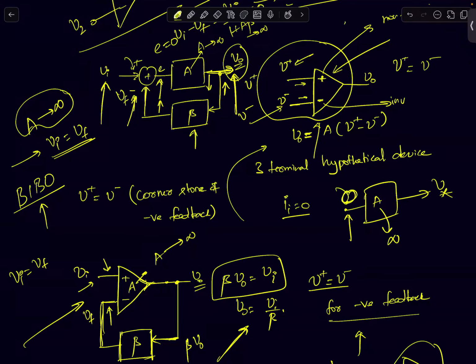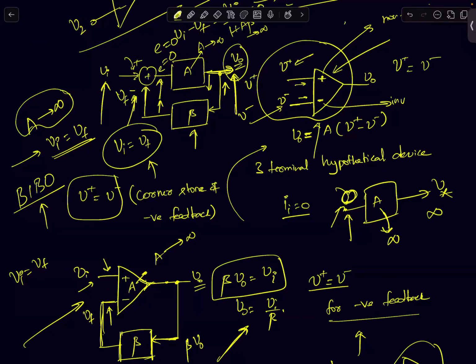Because this gain is infinity, any finite non-zero value multiplied by infinity will be infinity. The output will just blow up. That cannot happen. For the output to remain at a finite value, the input has to be close to 0. If A is really large, it will be close to 0. That's how the error vanishes to 0. Even without the math, you can just use some intuition to arrive at this condition, which is V plus equals V minus, or Vi equals Vf.